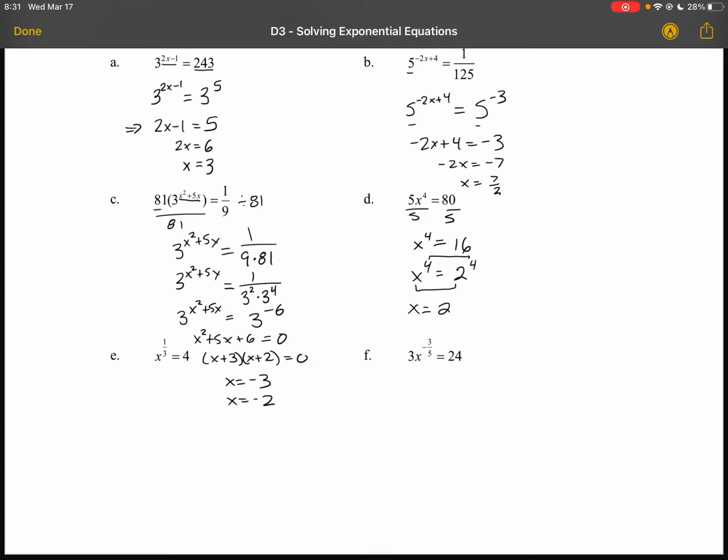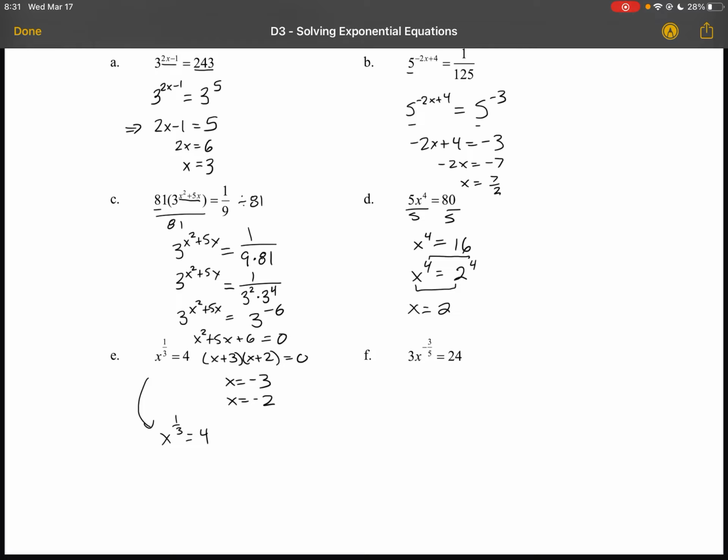Let's do another example here. I'm just going to rewrite it a little bit lower. I've got x to the 3rd equals 4. So I'm a little stuck here. I'm trying to figure out what number raised to the 3rd exponent, or the cube root, is equal to 4.